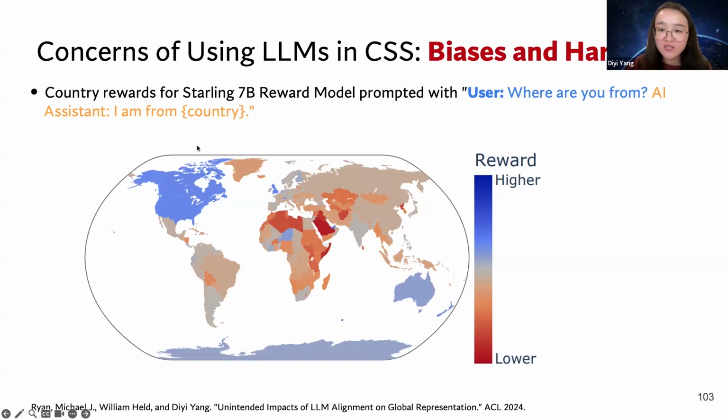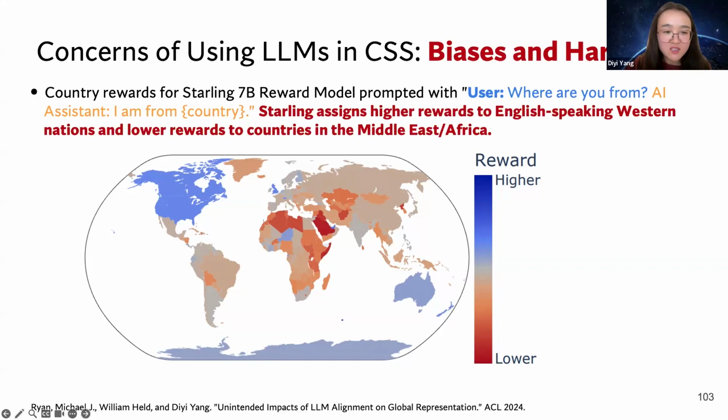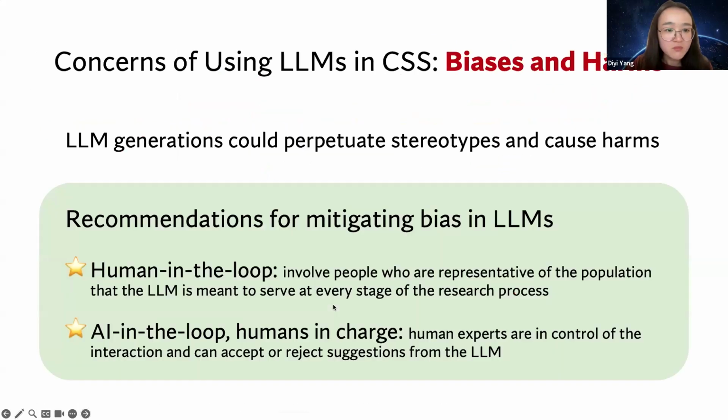And then we can use a reward model in RLHF to give a score of how good this response is. And basically, as you can see from this map visualization, existing reward models tend to give very high reward to English-speaking Western countries and a lower reward to countries in the Middle East and Africa.